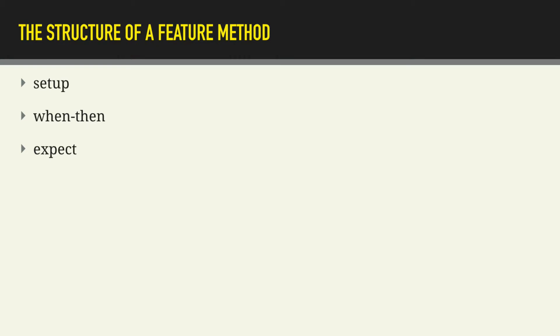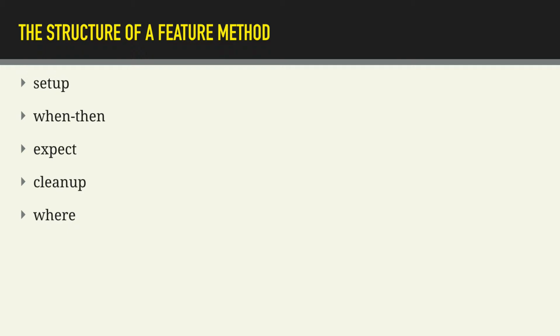4. The cleanup block is used to clean up the resources used by a feature method, and it is invoked even if the feature method throws an exception. A feature method can have only one cleanup block. And 5. The where block must be the last block of a feature method, and it is used to write data-driven feature methods. A feature method can have only one where block.